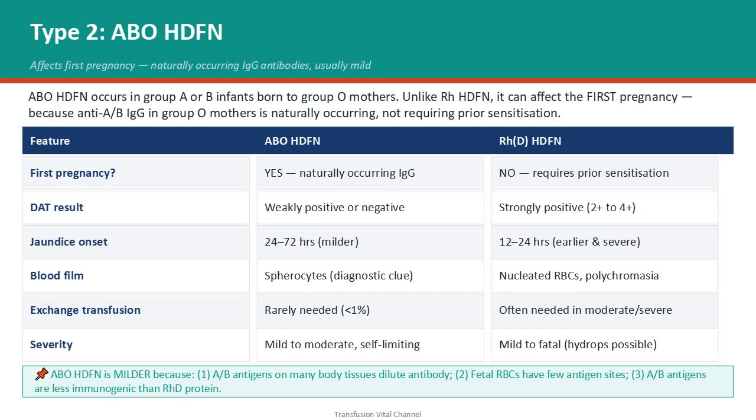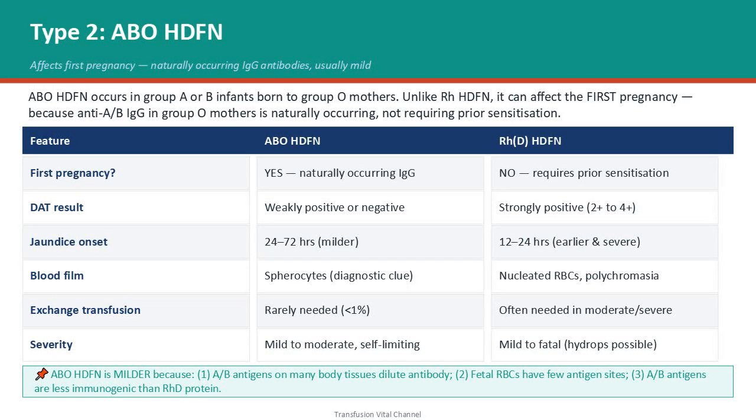So these are much milder than the RhDFN as A and B antigens are widely expressed on many tissues and the antibody is diluted across many targets. Fetal and neonatal RBCs express fewer A and B antigen sites than the adult cell, therefore there is a weaker coating. And ABO antibodies fix complement less efficiently than anti-D.